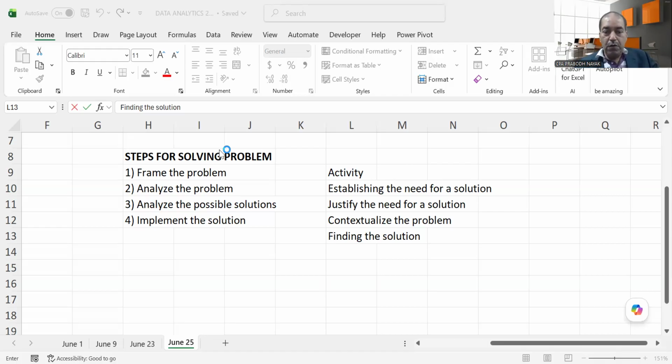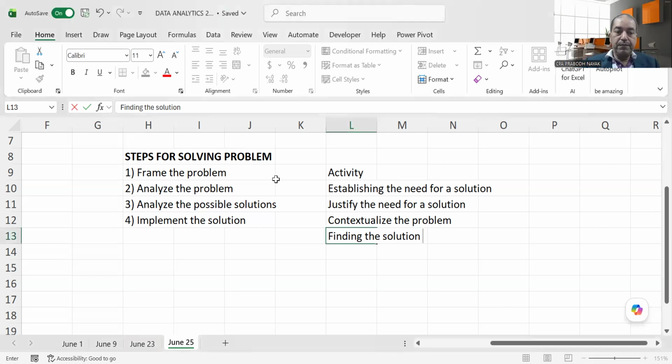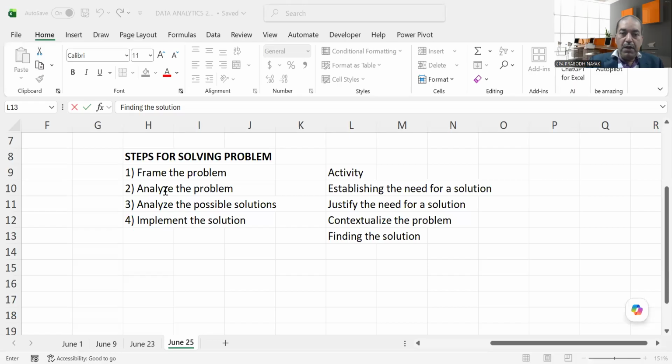Okay. So in this case, you have to separate between your facts and opinion. Okay. No difficulty. So now, here you have framed the problem. Second is analyze the problem. Framing the problem also is a part of analyzing.